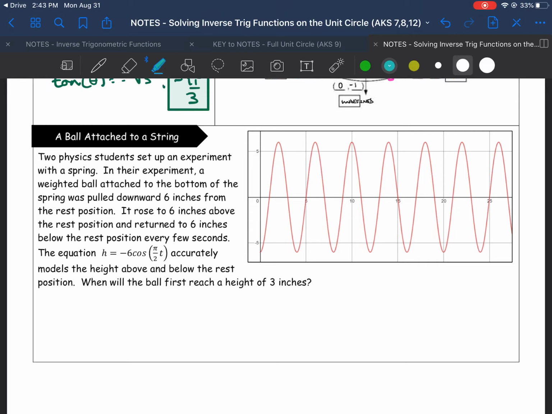So let's analyze this and break it down here. So a height of 3 inches. Well, this tells me, first off, that h is going to be equal to 3.